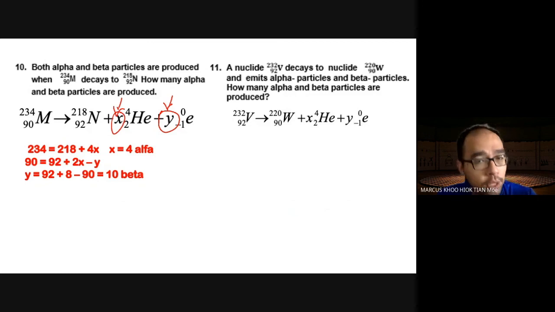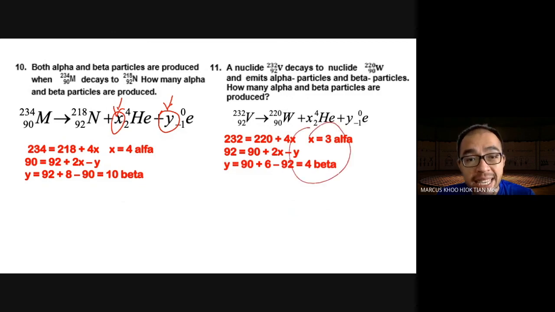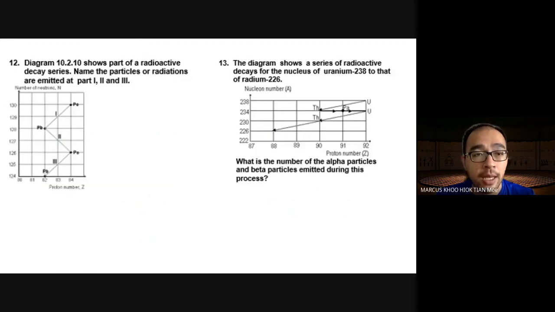Okay, question 11 is the same thing. So form the two equations. You get x equals 3 alpha and y equals 4 beta. So 7 decays altogether. Oh my word. Okay, this is the last one now. Sometimes the question will give you graphs like this, where they show you the number of neutrons against the number of protons, or in this case, the number of nucleons and the number of protons.